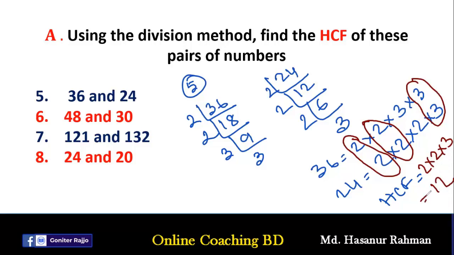And we can check whether our answer is right or wrong. How? We can divide both 36 and 24 by 12. We know that 36 divided by 12 will be 3, and 24 divided by 12 will be 2. So we can easily divide 36 and 24 by 12.